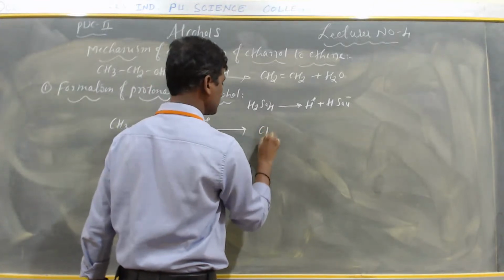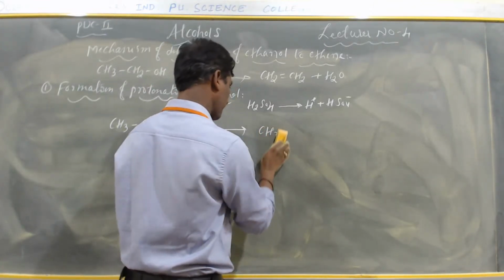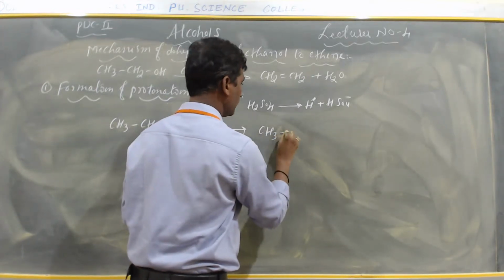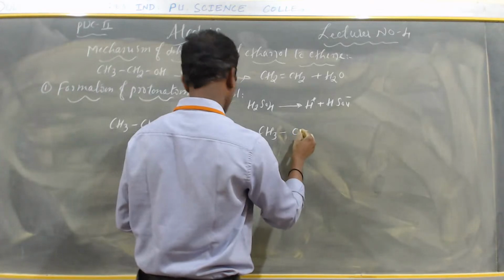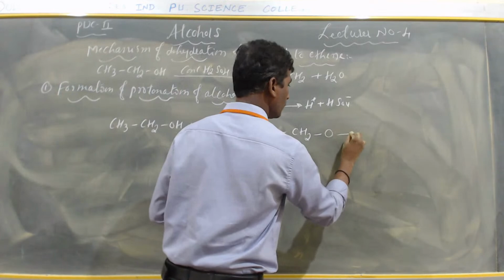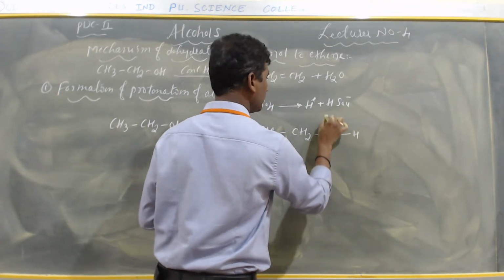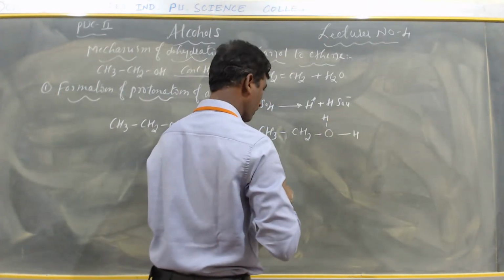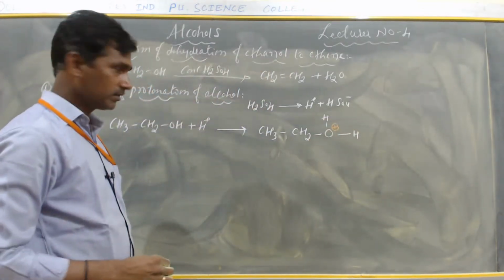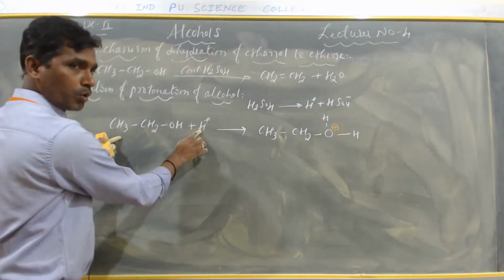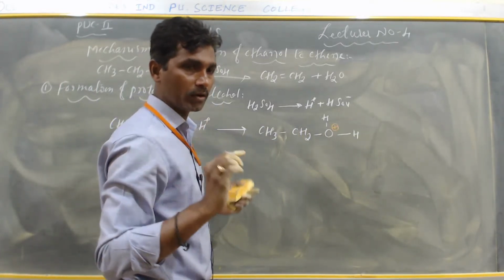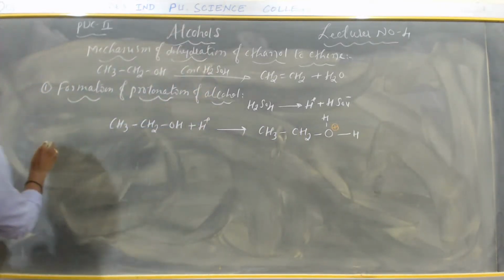I can write here CH3, next CH2, this is O, and one more H you have to add. Already there is an H, so this is called what? This is O with H2 plus. Is it correct? Ethyl alcohol with proton gives protonated alcohol. Formation of protonated alcohol.